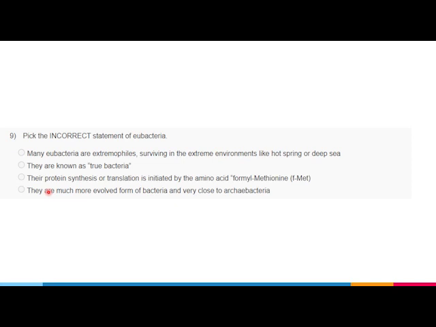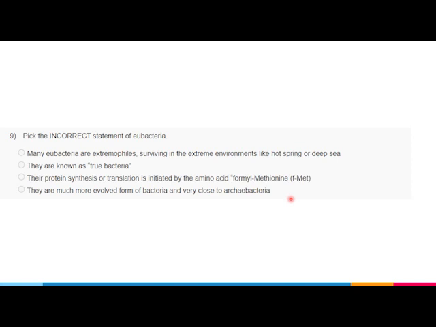Okay, this is a question that we are dealing with. Pick the incorrect statement of eubacteria. So this is the taxonomy based question. The options are: A, many eubacteria are extremophiles, surviving in extreme environments like hot spring or deep sea. B, they are known as true bacteria. C, their protein synthesis or translation is initiated by the amino acid formyl methionine or fMet. D, they are much more evolved form of bacteria and very close to archaebacteria.